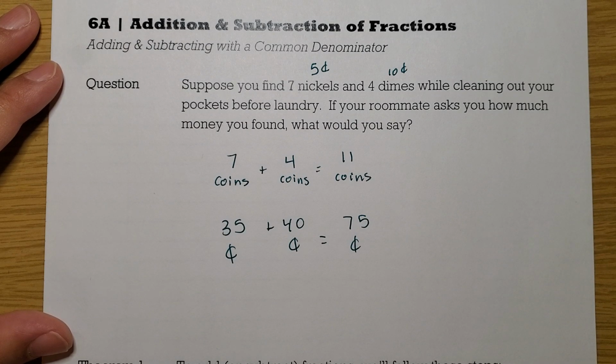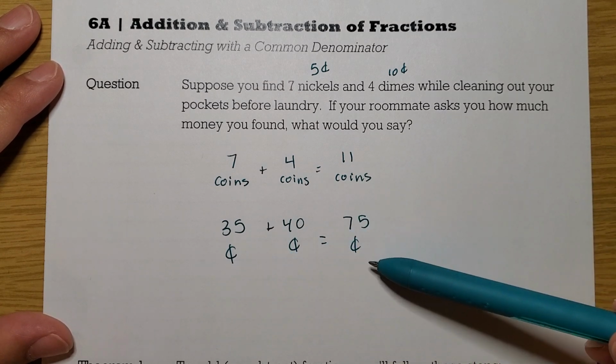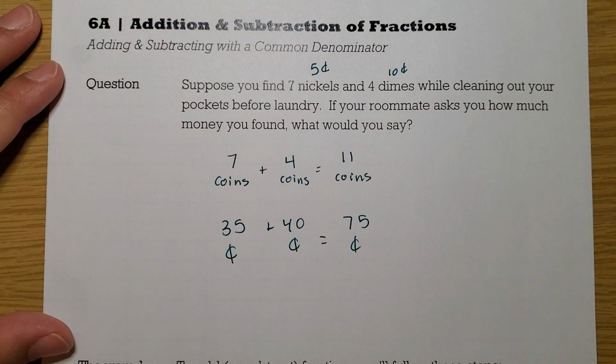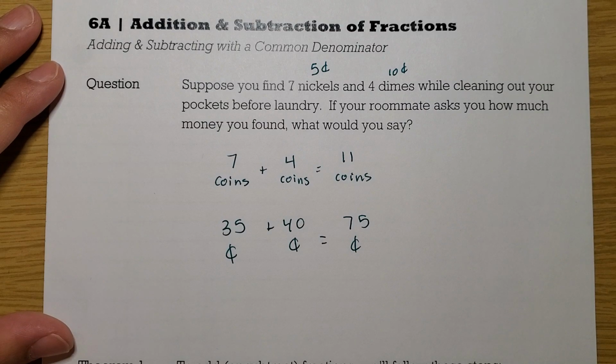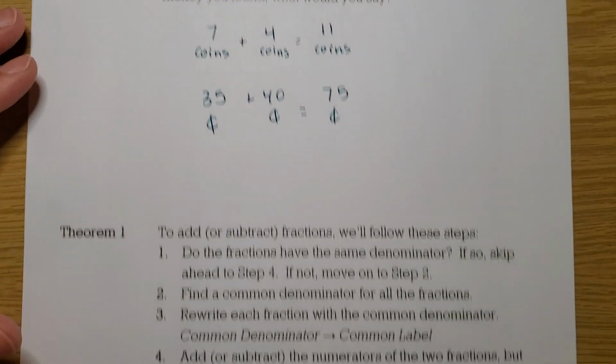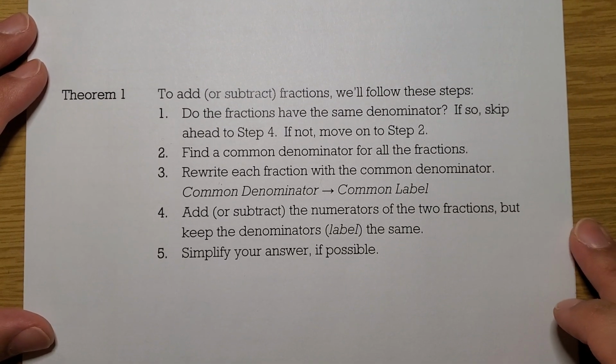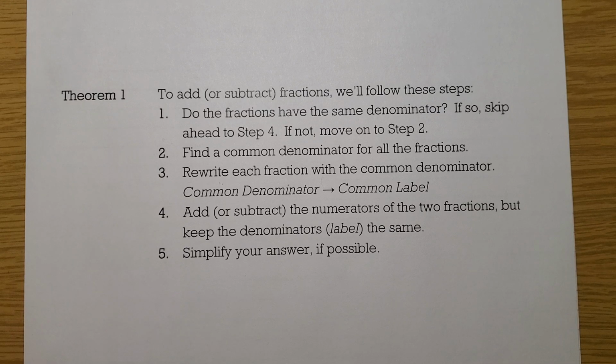This is because a coin is going to break up monetary value in the same way that fractions break up things into different sizes of pieces. And just like we need a common denomination of money when we go to add, we're going to need common denominators when we add fractions. We need to convert things into the same size piece. So if you want to pause and copy down this theorem, feel free to do so. But I'm just going to summarize these steps here.